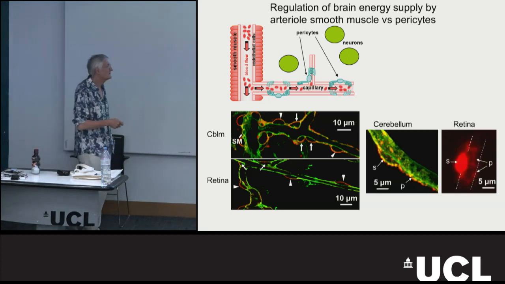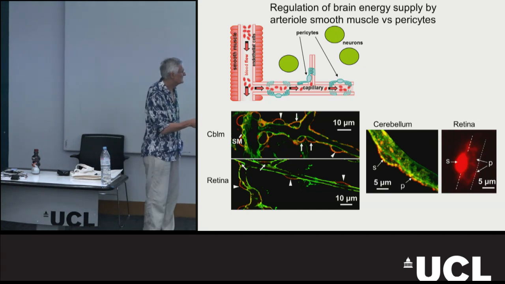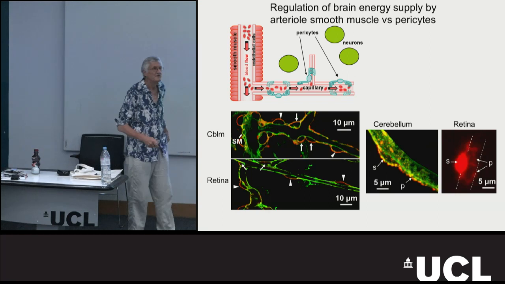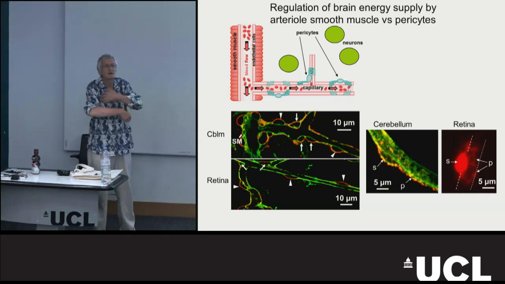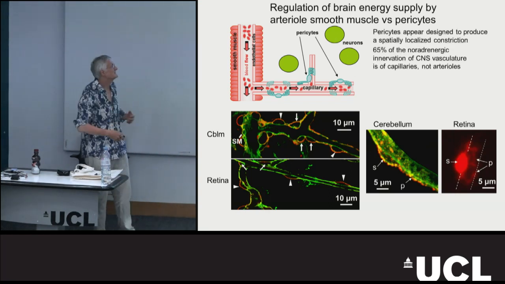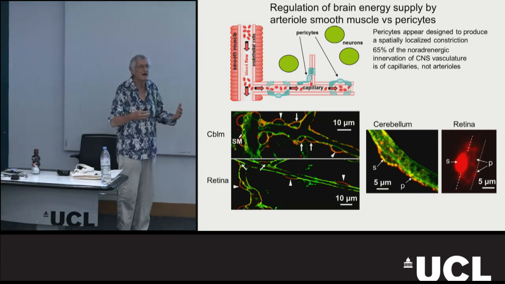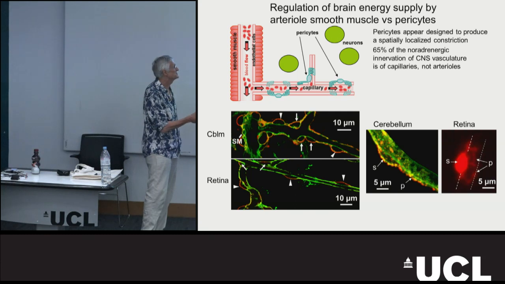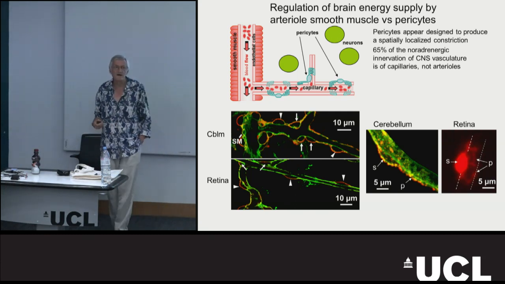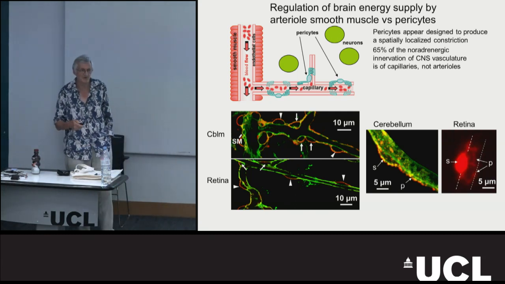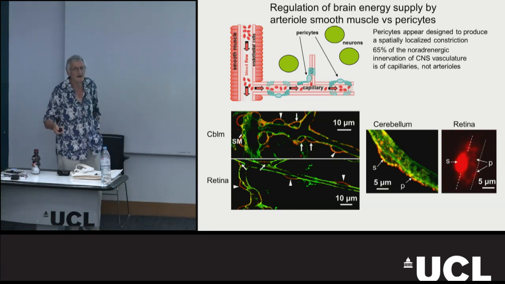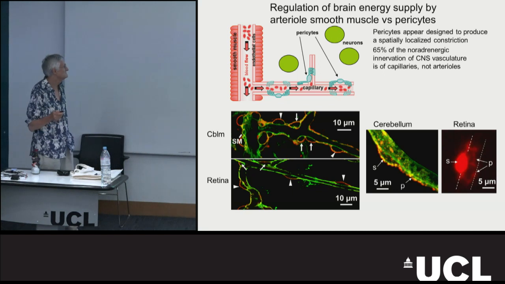And if you look at them closely, you see they put out long processes along vessels and around vessels if you patch clamp them. So they seem designed to cuddle a vessel and squeeze it. They seem designed to be able to adjust the diameter of capillaries. And it's interesting then that Edith Hamel has shown that 2/3 of the noradrenergic innervation of the vasculature in the brain ends near capillaries, not near arterioles. So maybe that's telling us something about the locus of control.